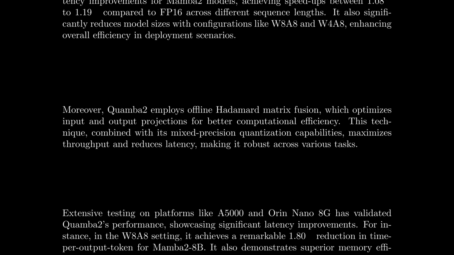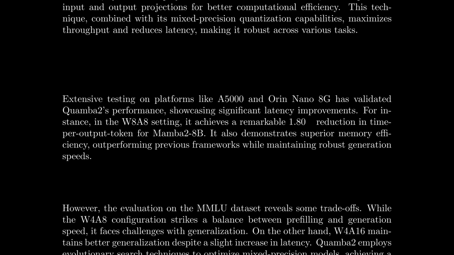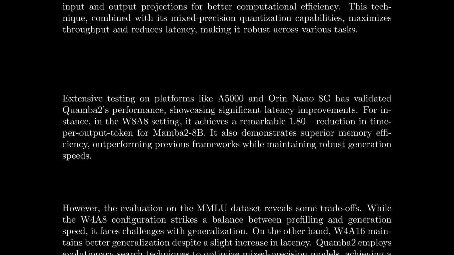Moreover, QAMBA 2 employs offline Hadamard matrix fusion, which optimizes input and output projections for better computational efficiency. This technique, combined with its mixed precision quantization capabilities, maximizes throughput and reduces latency, making it robust across various tasks. Extensive testing on platforms like A5000 and Orin Nano 8G has validated QAMBA 2 performance, showcasing significant latency improvements.